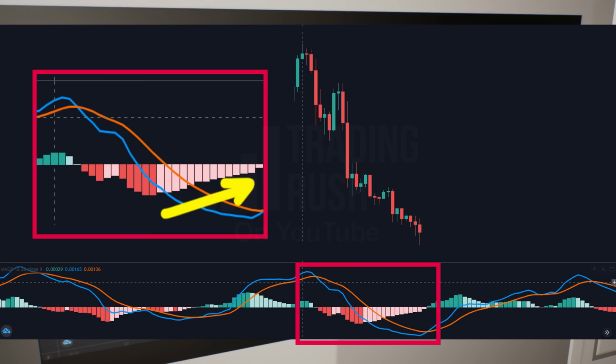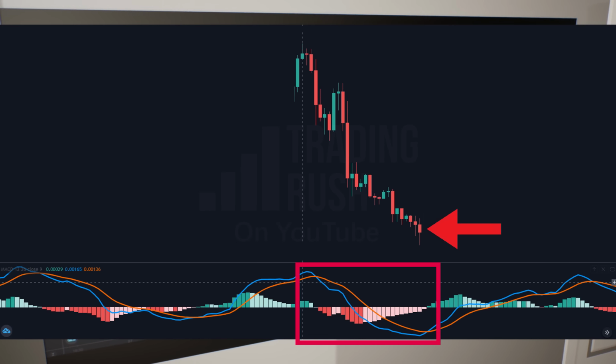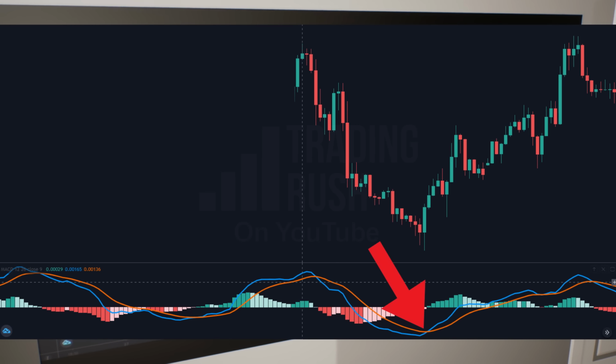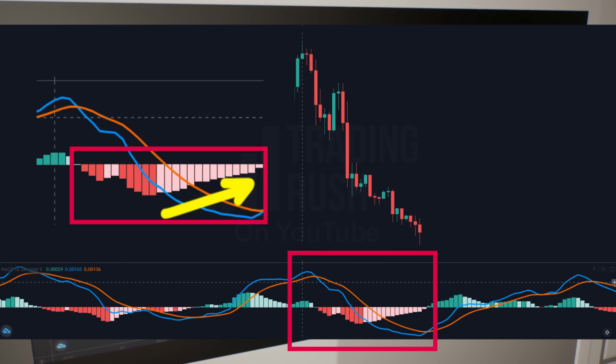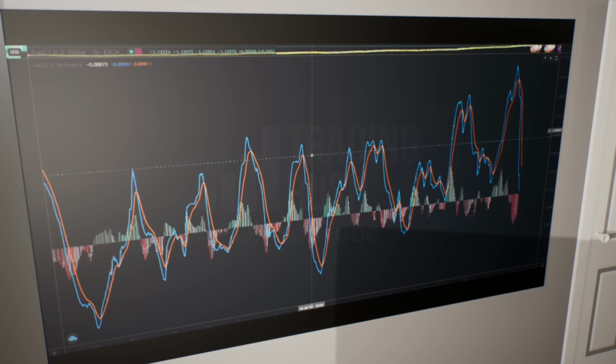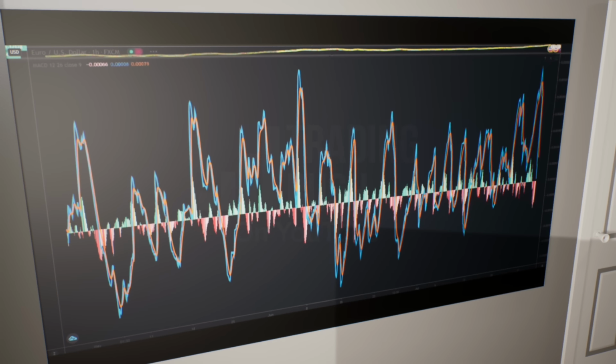If you had entered a short position right here, you would have lost because the price went up. Furthermore, the MACD crossover also gave a long entry signal. But how do these histogram bars show the strength of a trend? Well, to answer that question, we will have to understand how the MACD indicator actually works.